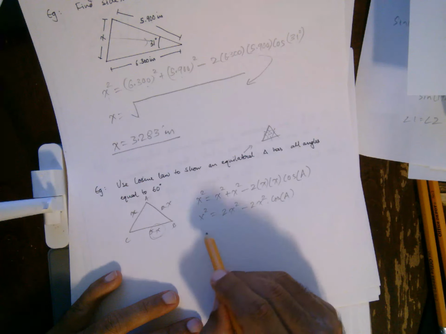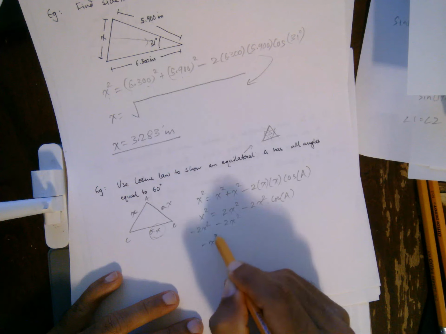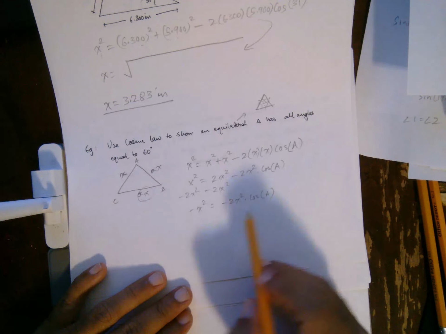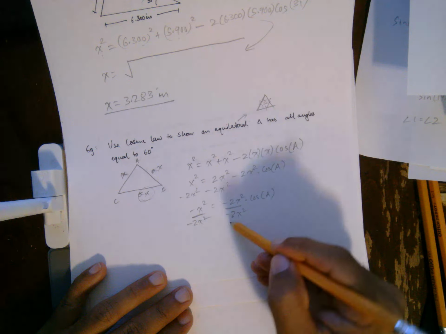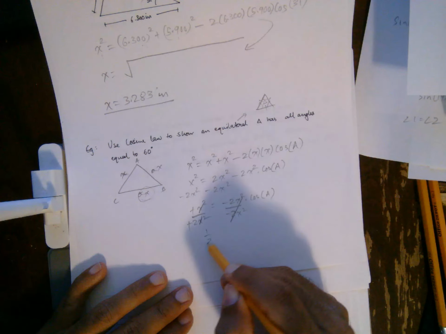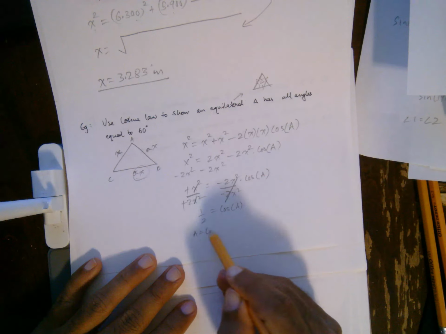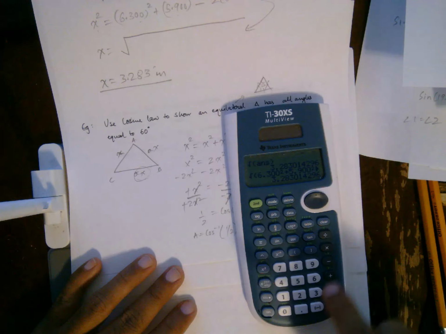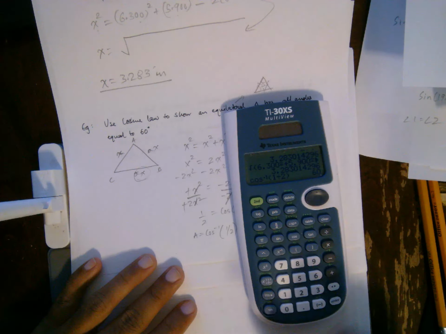I subtract 2x squared on both sides. Negative x squared equals negative 2x squared cosine A. Divide by negative 2x squared, the negatives cancel out, x squared cancels out, 1/2 equals cosine A. So A is going to be cosine inverse of 1/2, which, as long as your calculator is on degrees, should give you 60 degrees.